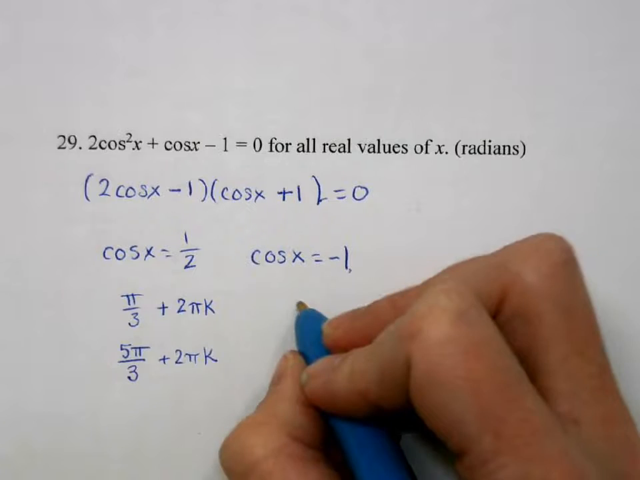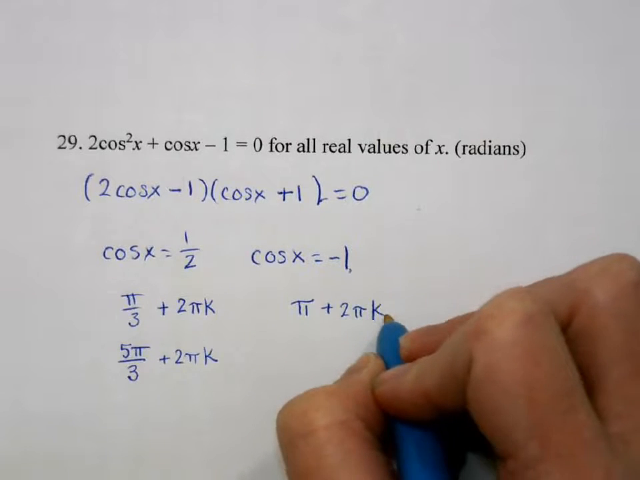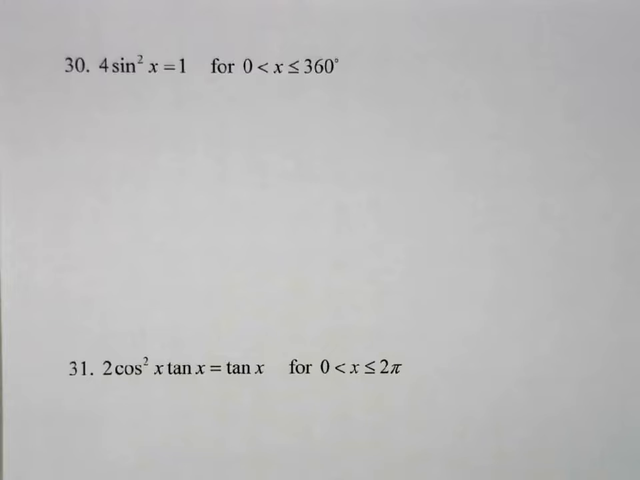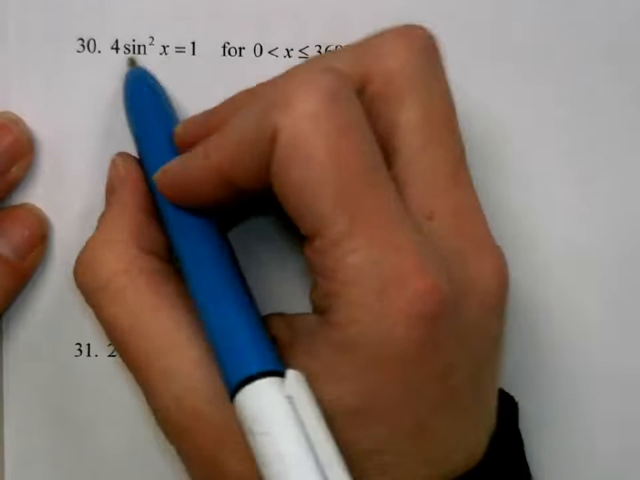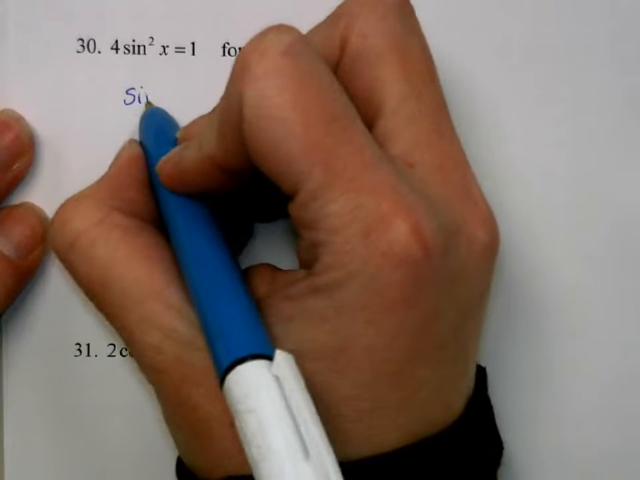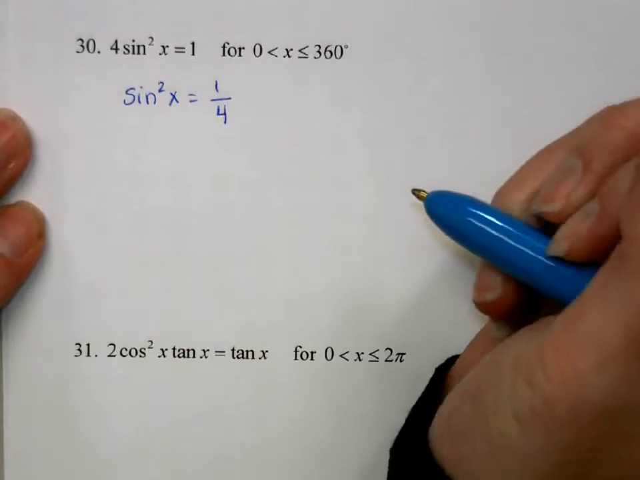All right, for this one, 4 sine squared x equals 1. When we have a squared, sometimes we're going to factor, but if I only have one trig function, I can just isolate that trig function. So sine squared x is going to equal 1/4. Then I'm going to take the square root. So sine of x is going to equal plus or minus the square root of 1/4, which is going to be 1/2.